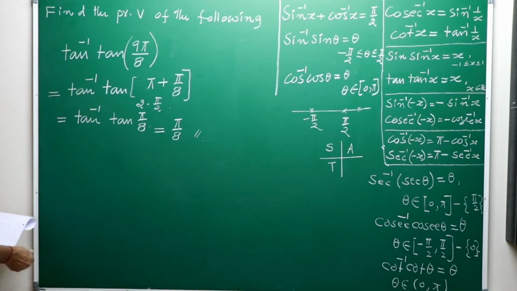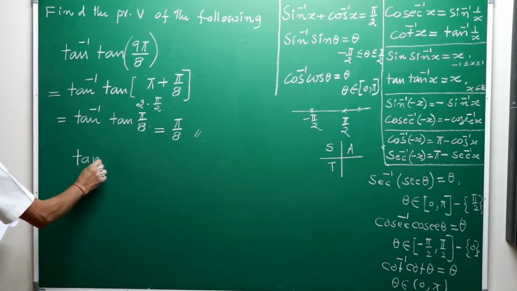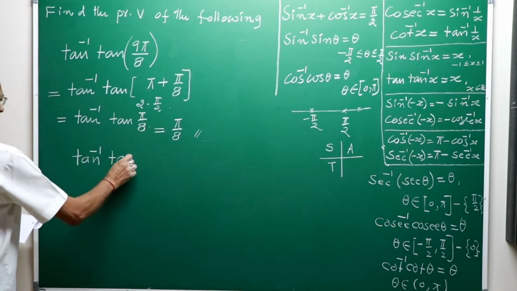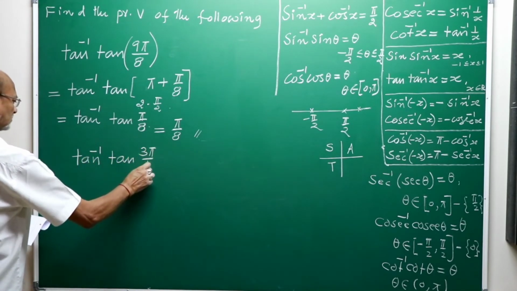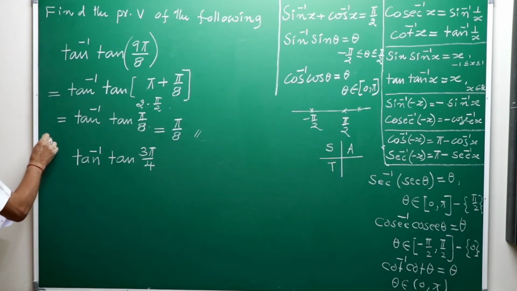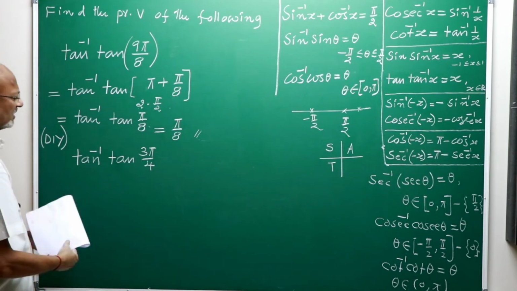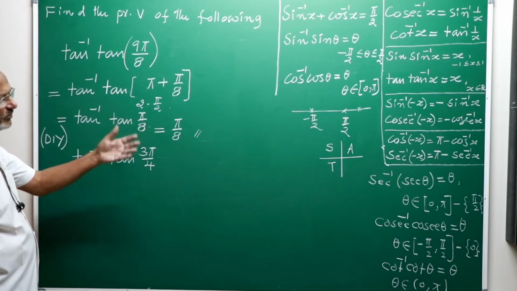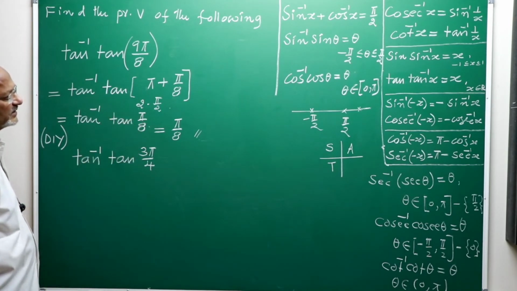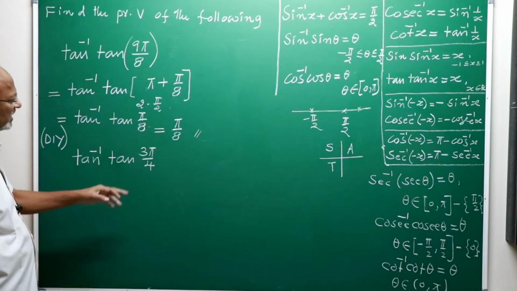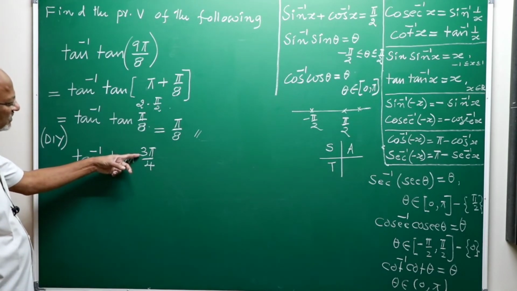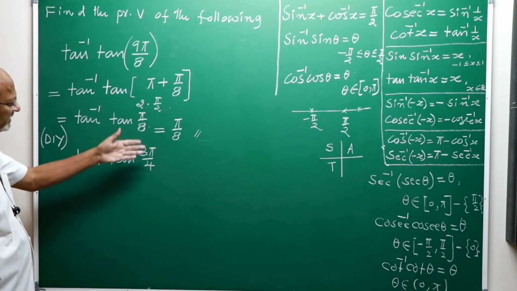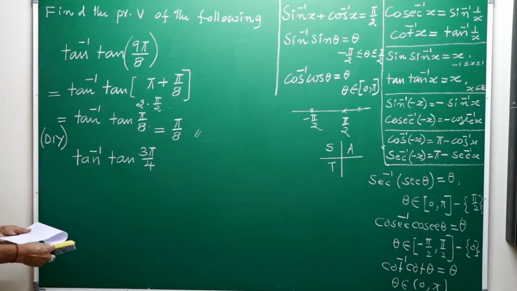A very simple example you can do yourself: tan inverse of tan 3 pi by 4. What is this? It is an angle. Pi by 4 is 45 degrees, 45 into 3 is 135, which is more than 90 degrees. You have to use the allied angle. For this we can write pi minus pi by 4. Like this we can write.